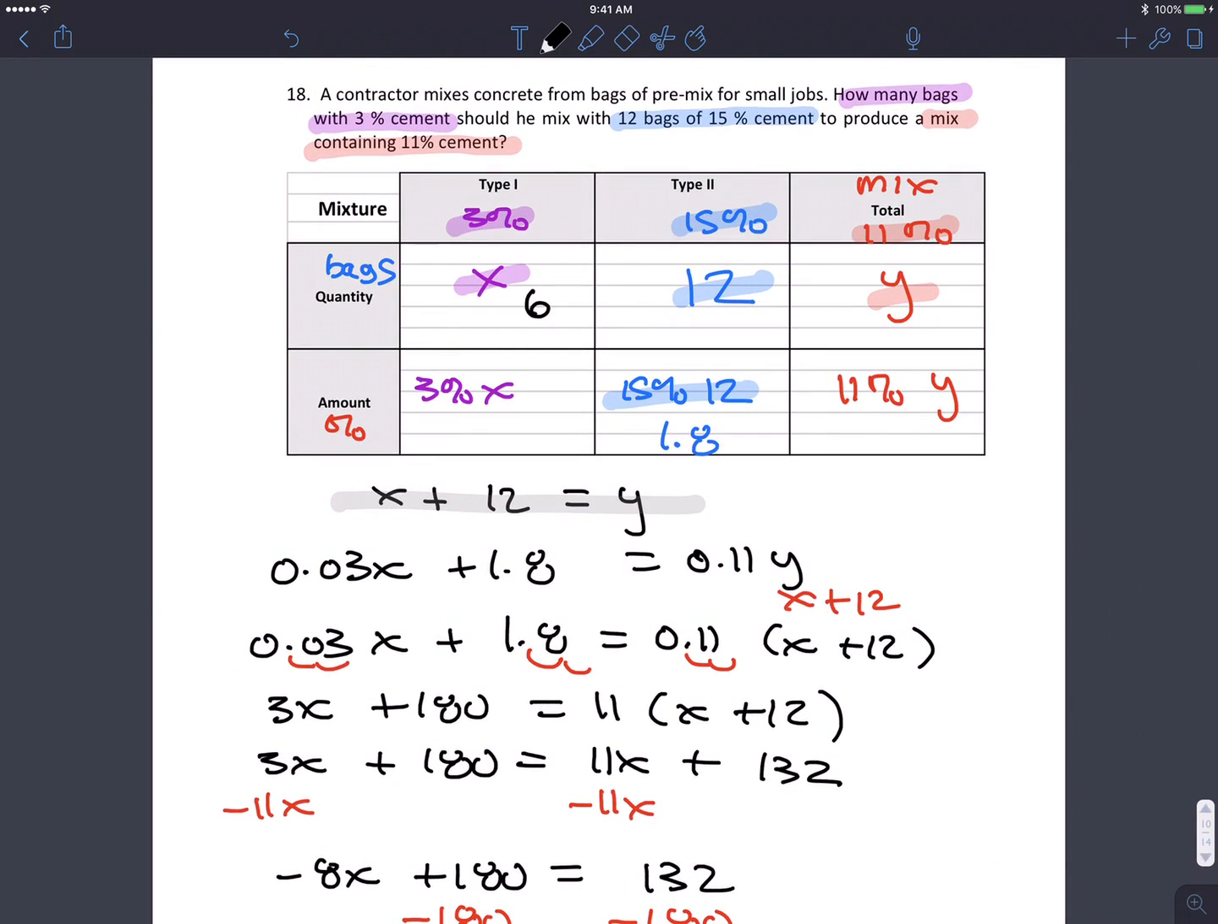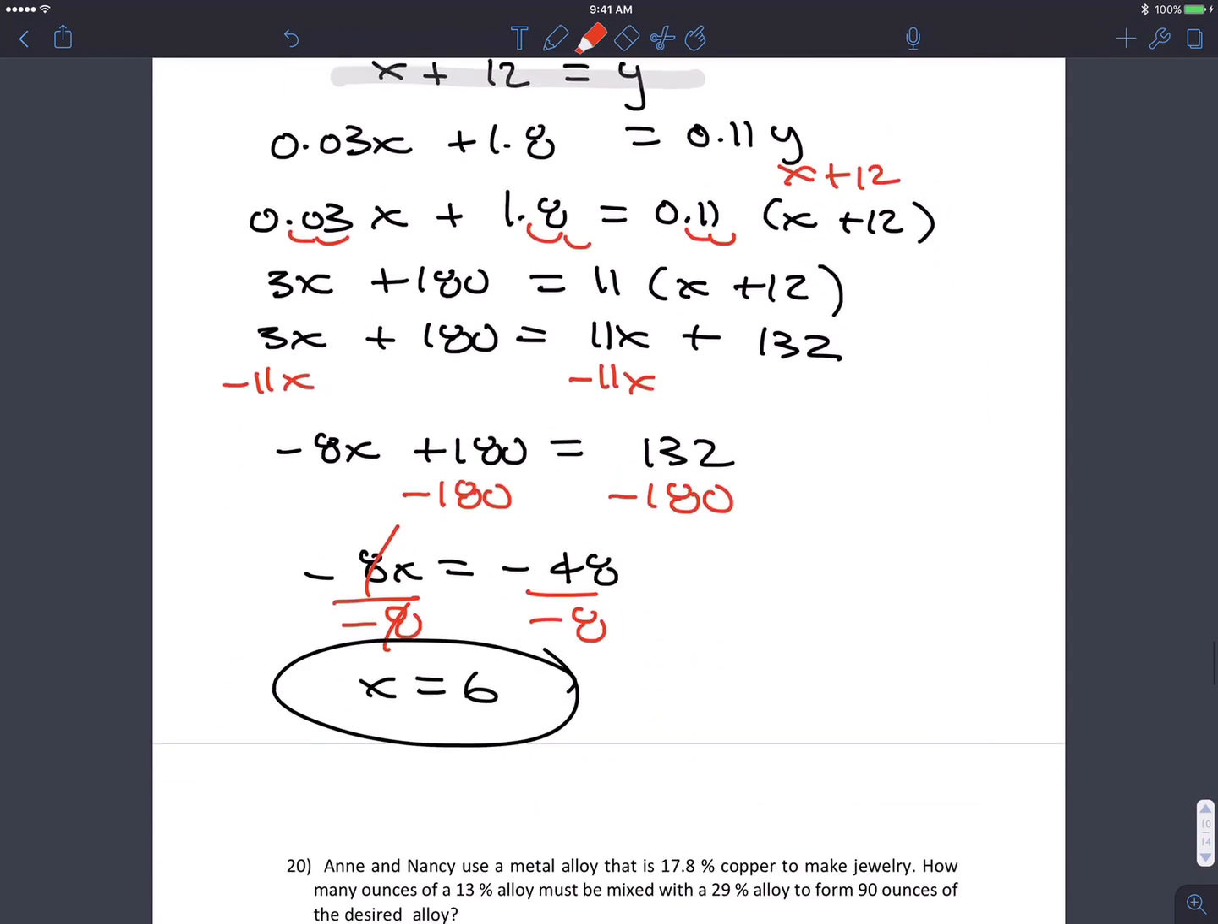So there's going to be 6 bags of 3% cement. What's the question? How many bags of 3%? This is the answer. They want us to know how many bags of the 3%, and that's going to be 6. So 6 bags here for number 18.